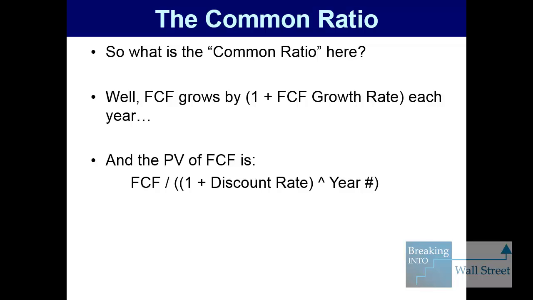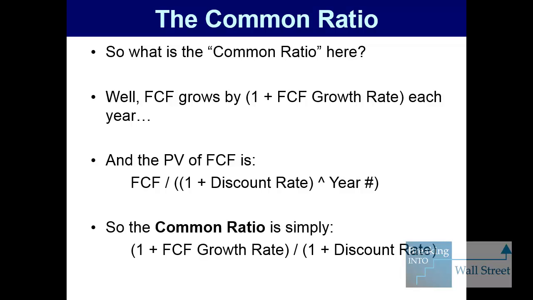So if we're in year 1, it's just 1. If we're in year 2, we raise it to the power of 2, we square it. Year 3, we raise it to the power of 3. So the common ratio is simply 1 plus the free cash flow growth rate divided by 1 plus the discount rate.